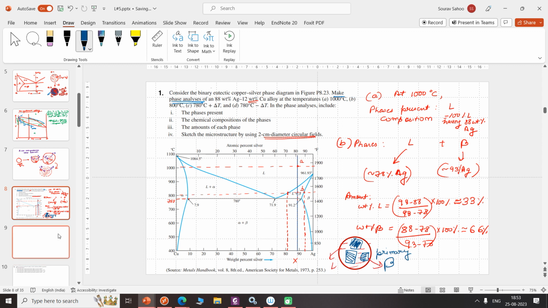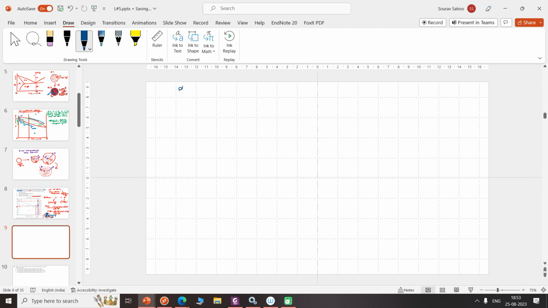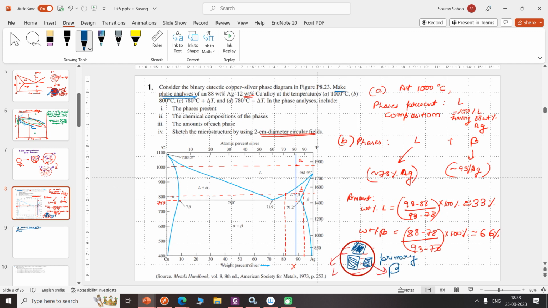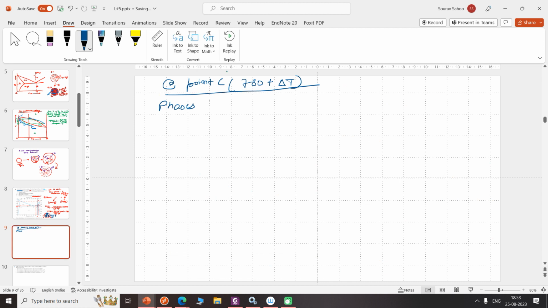Now we move on to 780 plus delta T, that is at point C. At point C we are just above the eutectic point, infinitesimally above 780. So what phases do we have? You can see the phase diagram and directly tell that the phases will be nothing but beta and liquid. We have liquid plus beta.